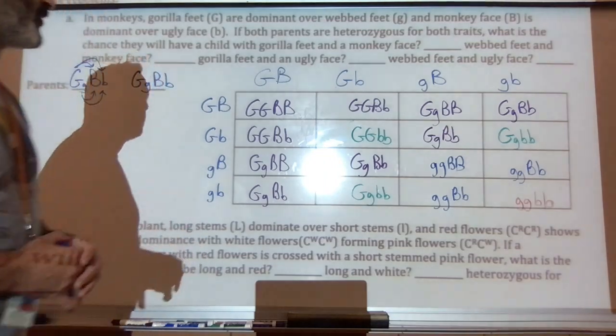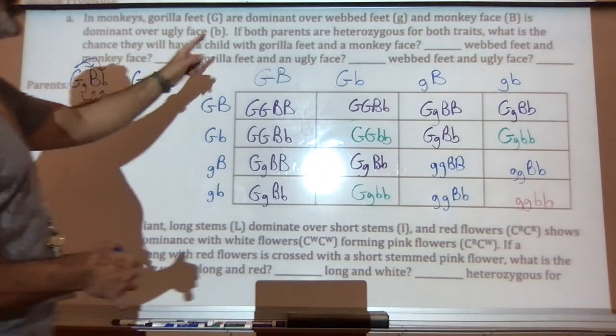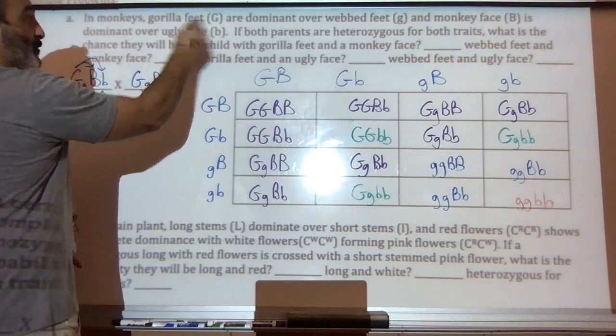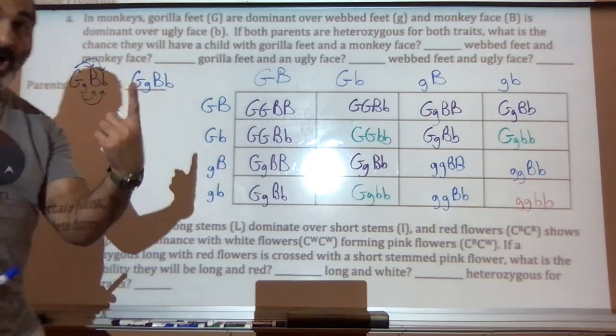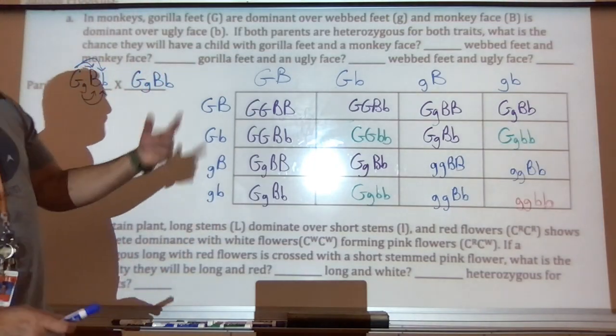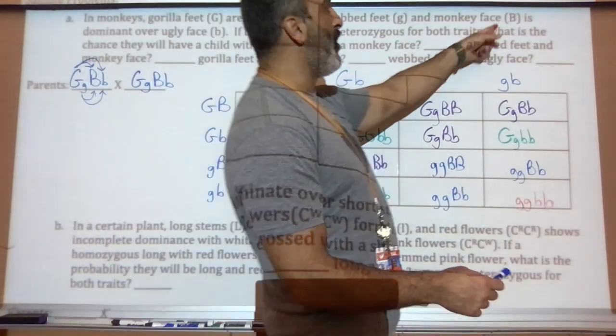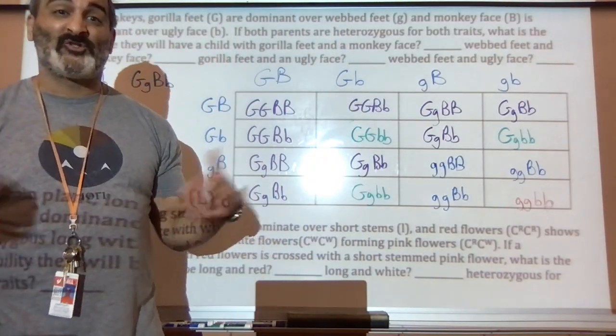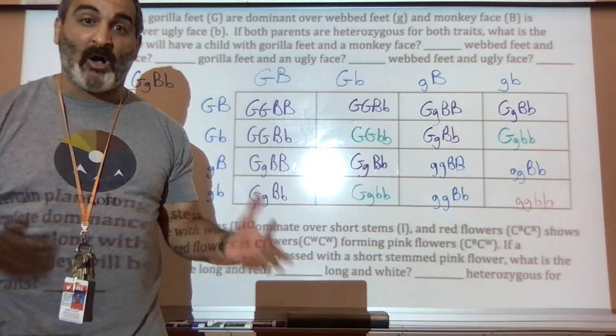The first thing it says is, what is the chance that you'll have a child with gorilla feet and a monkey face? Gorilla feet is a capital G. Somewhere, at least one. If you have two or one, you got gorilla, basically. All right. Monkey is also uppercase B. So you get one capital B or one or two capital B's. It will have a monkey face.